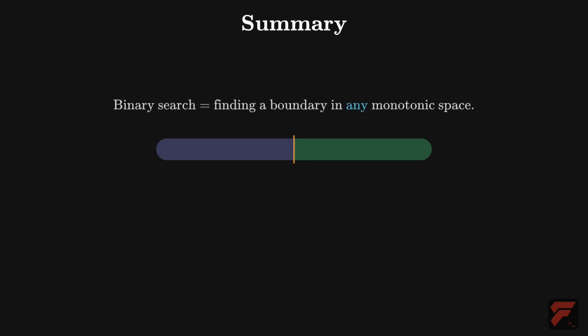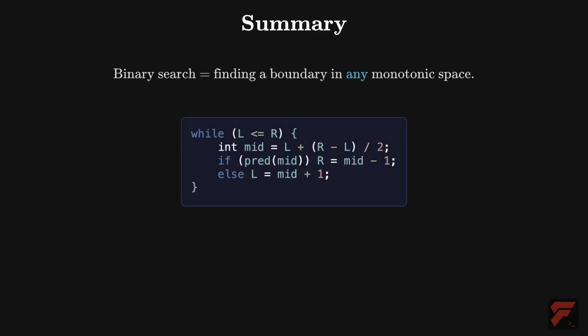Binary search is not about arrays. It's about finding a boundary in any monotonic space. Arrays, real numbers, answer spaces, commit histories, tree structures, all the same idea. One loop, one predicate, one boundary.